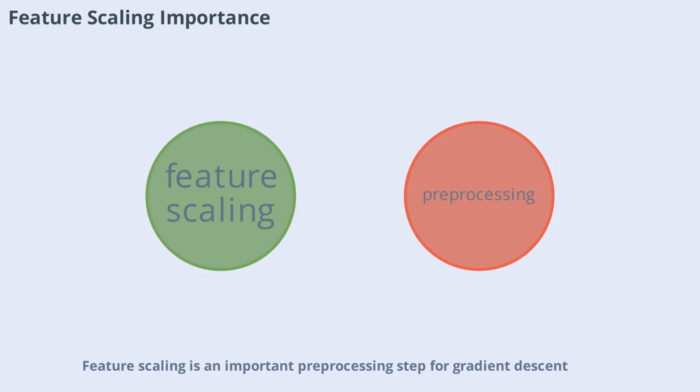Feature scaling is an important preprocessing step for gradient descent. When features have very different scales, the algorithm can struggle to find the optimal path. Scaling features to a similar range ensures that gradient descent works efficiently and converges faster.